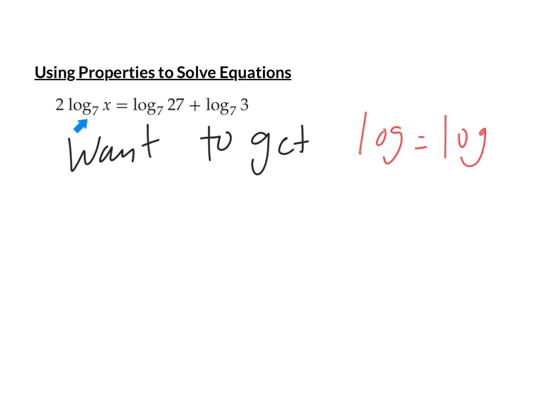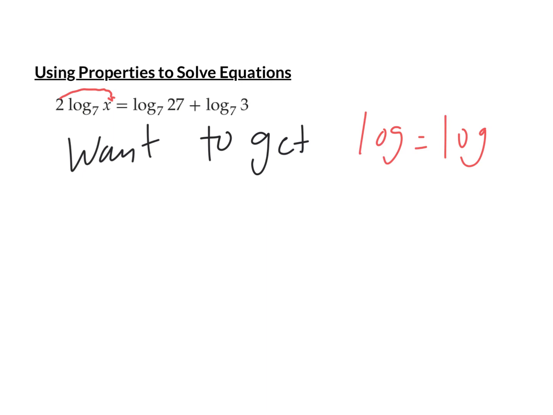Again, think about using the properties backwards. What's going to happen to this 2? Where's it going to go? Yeah, it's going to go back in on the x. So essentially, it's going to come back as a power. It's going to be the power right there. So it's going to be x squared, right?